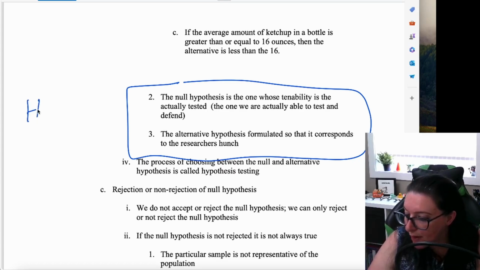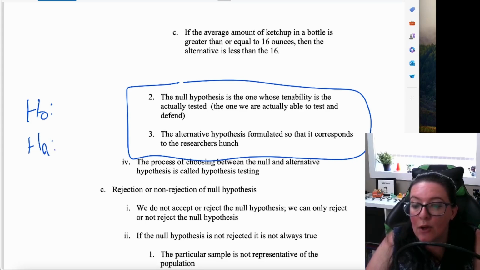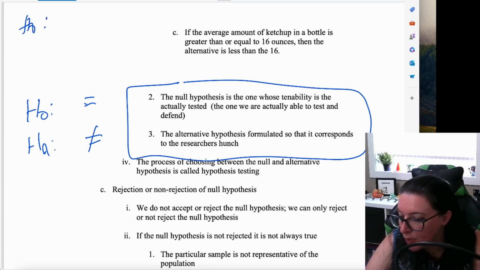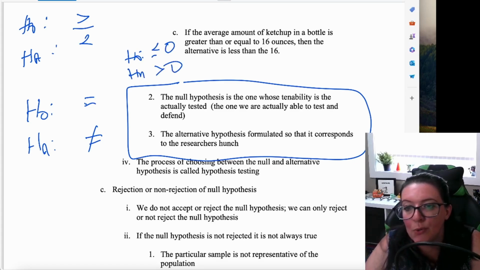So when you're trying to figure out what should be the null hypothesis and what should be the alternative hypothesis, the alternative is always the one that you think is the case. The other thing to remember is that the null hypothesis always has the equality in it. So if the null hypothesis is equal, the alternative hypothesis is not equal. If the null hypothesis is greater than or equal to, then the alternative is less than. And if the null hypothesis is less than or equal to, the alternative is greater than. So you're really going to have one of those three scenarios.